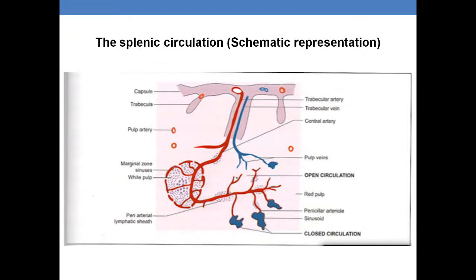In this scheme, you can see the splenic circulation, schematic representation. You can see open and closed circulation.